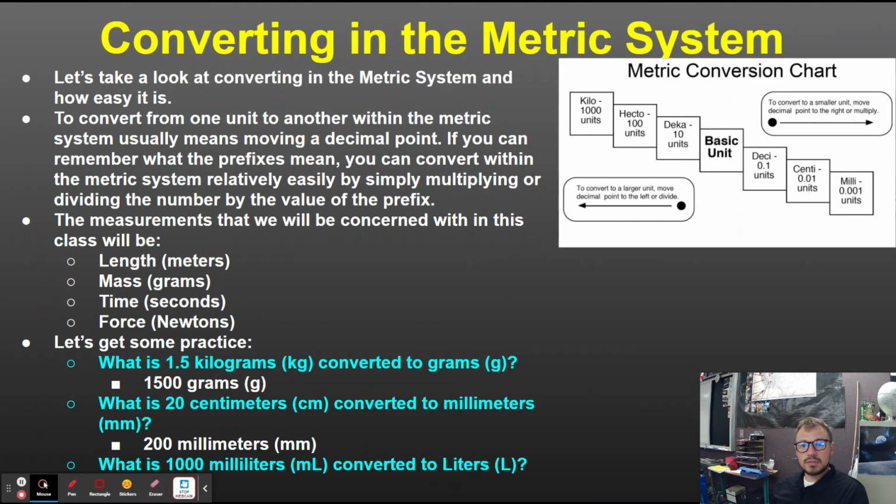And we get 1,500 grams. Now, if we go the other way, 1,000 milliliters converted to liters, well, we start with the milli. That's all the way on the right. We're going to the liter, which is the basic unit. That's going to be that middle one. So now we're moving the decimal point to the left, 1, 2, 3 units, and we're going to get 1 liter.